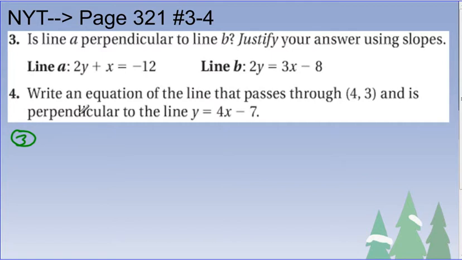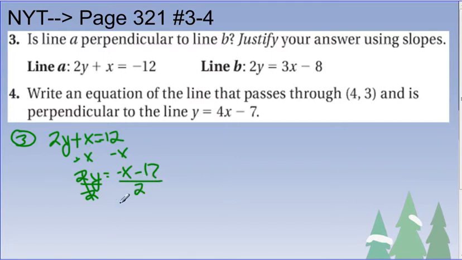So this line, 2y plus x equals negative 12. To find the slope, we have to get the y by itself. So I'm going to subtract x. 2y equals negative x minus 12. Divide by 2, divide by 2, y equals negative 1/2 x. Again, there's a negative 1 there, and 1 divided by 2 does not come out evenly, so leave it as a fraction. Minus 6. Slope is negative 1/2.